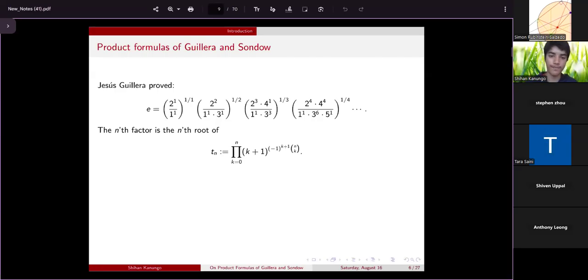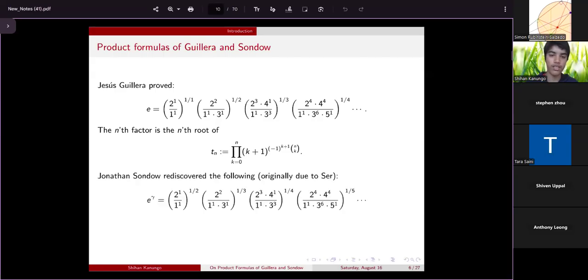Now, what is very interesting is that Jonathan Sondow proved this formula, which is extremely similar. The only difference is that instead of the nth root, it's the (n plus 1)th root. And on the left-hand side, we have e to the gamma. Gamma is the Euler-Mascheroni constant, and it is a pretty important constant in number theory. It's unknown whether this constant is irrational or rational, and that's a pretty big open question. And on the left, that's the definition of gamma.